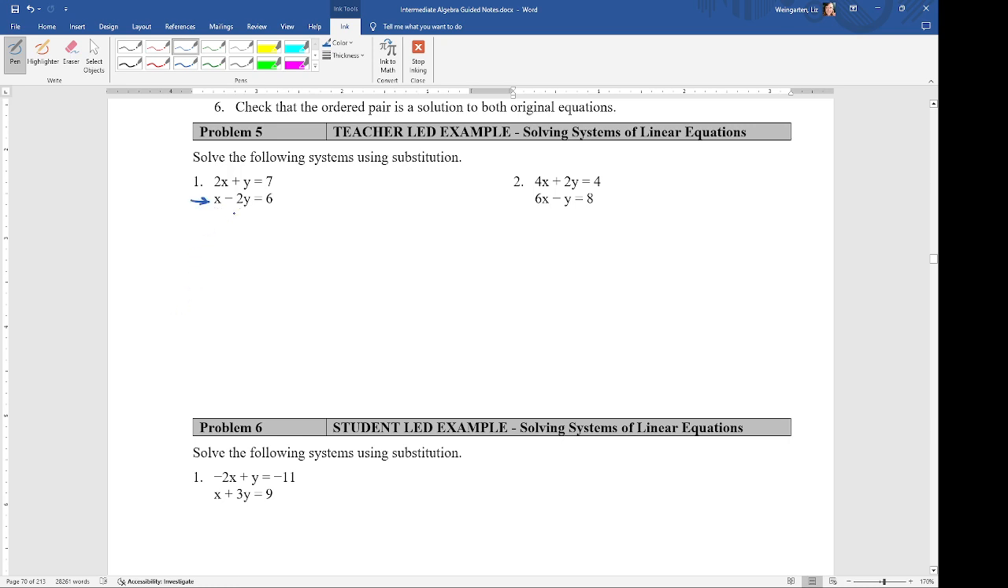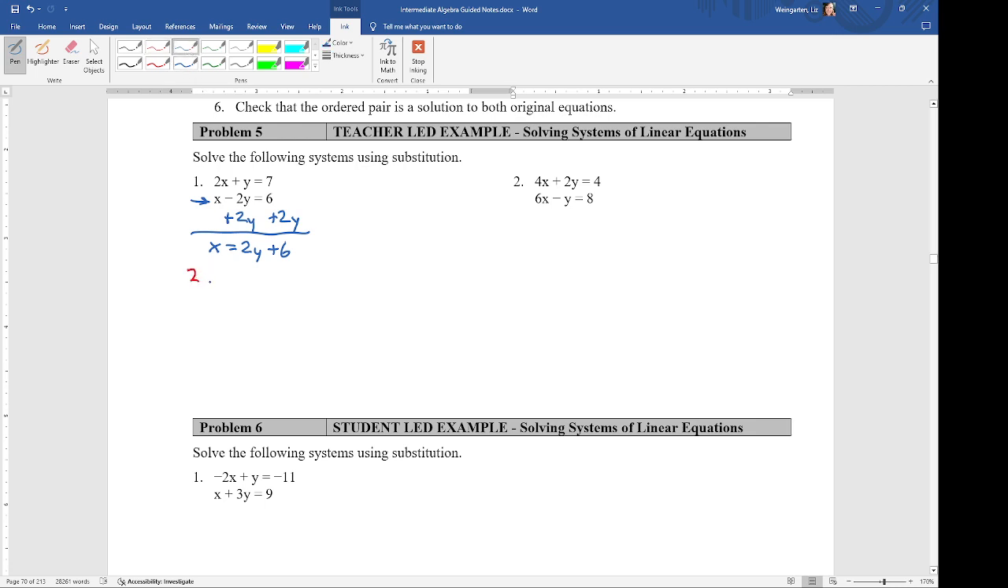I'm going to solve for x. And then I'm going to put that solution as a substitution in for x in the first equation. So I'm going to add 2y to both sides, and that will transform this equation into x equals 2y plus 6. Now I'm going to plug this 2y plus 6 in for x in the first equation.